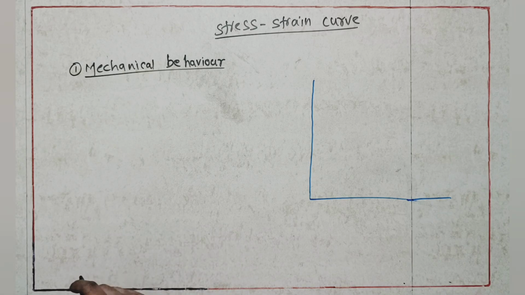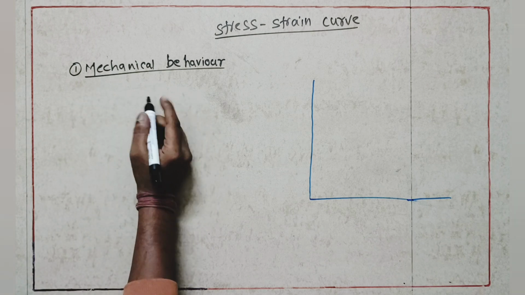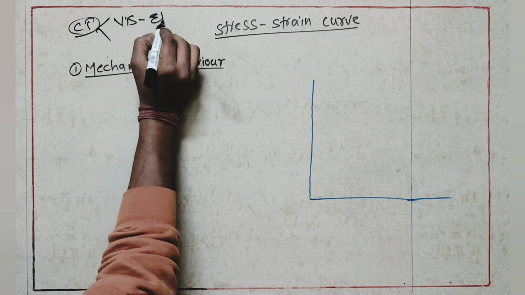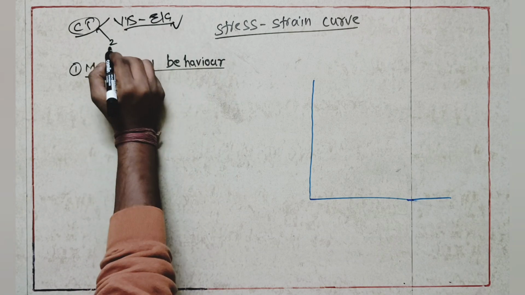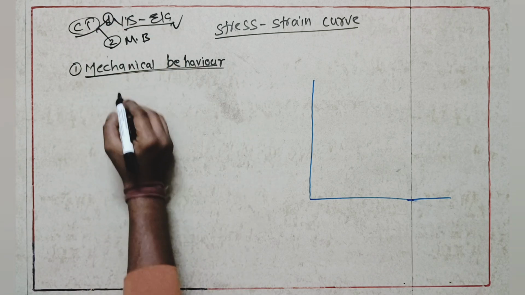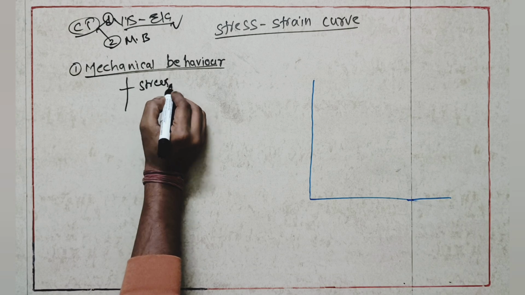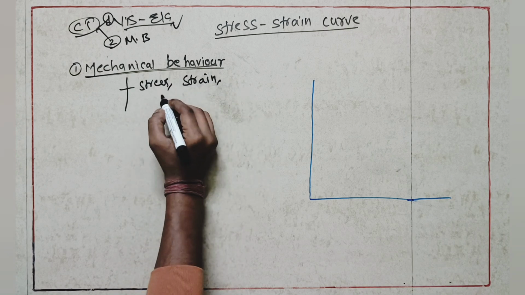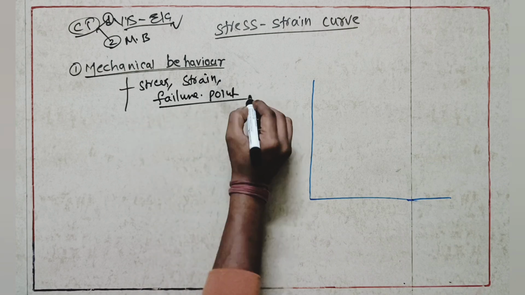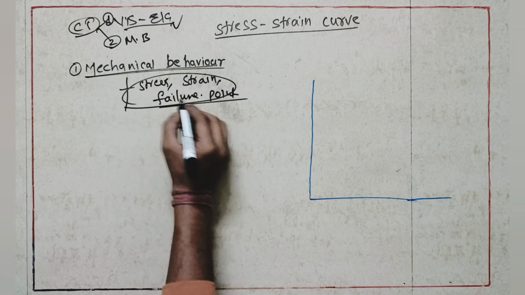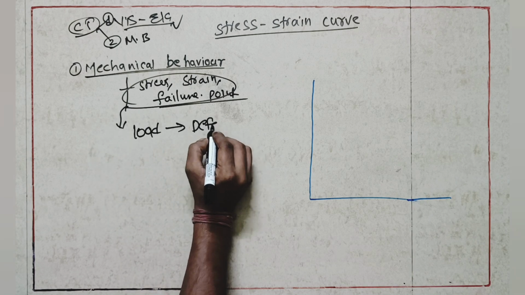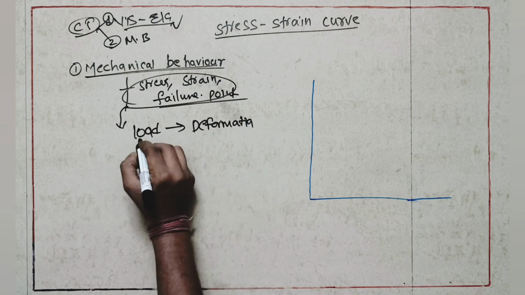Stress-strain curve. In the mechanical behavior of connective tissue, we have two properties: viscoelasticity is one property, and the second is mechanical behavior. In this mechanical behavior we saw what stress is, stress and strain, and the failure point. These 3 points we saw, related to load and deformation, the load-deformation curve.